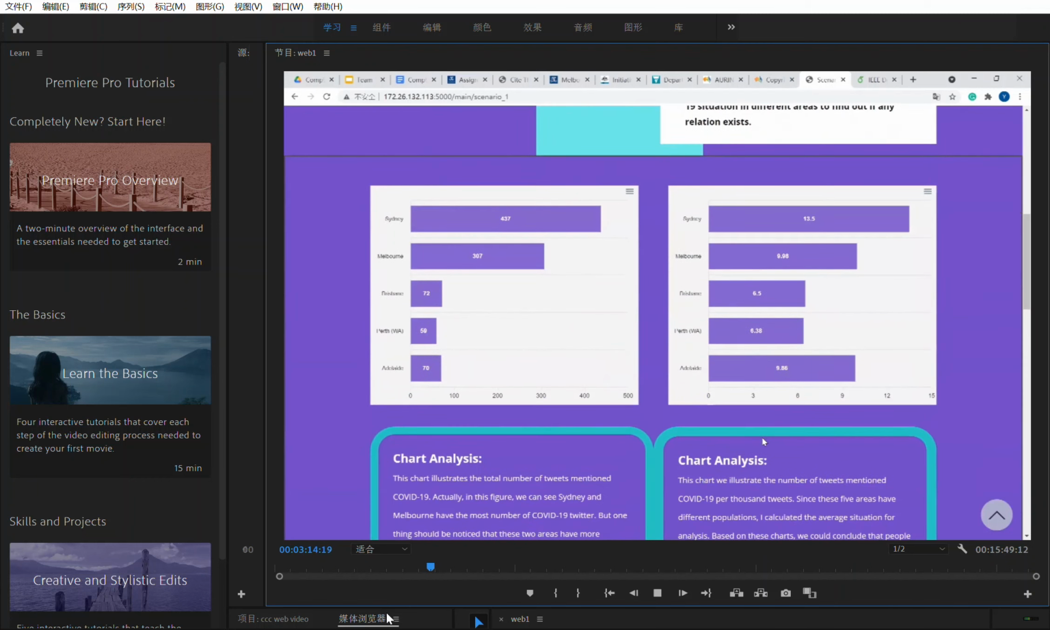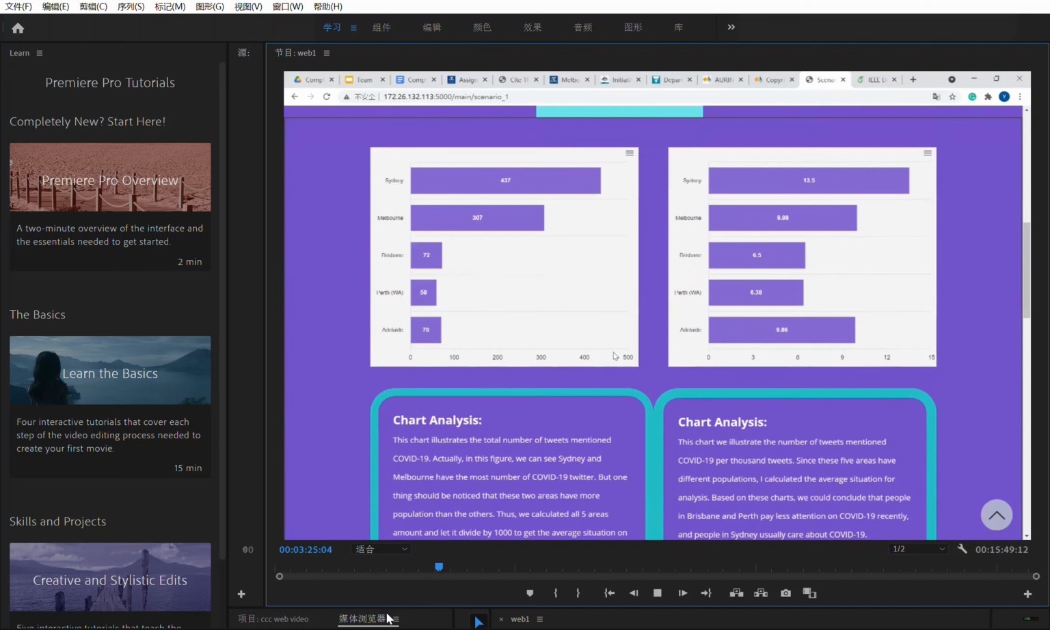In this part, we mainly use 4 bar charts for data analysis. The first graph is the total number of COVID-19 tweets we received in each region. But because the population of each region is different, we divide the data by 1,000. So the next 2 graphs are the infection rate and vaccination rate of each area we obtained through Orange data.